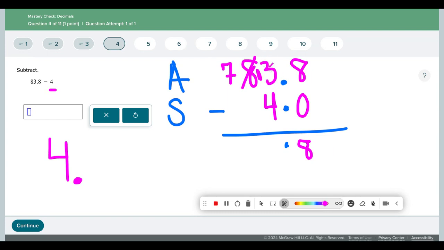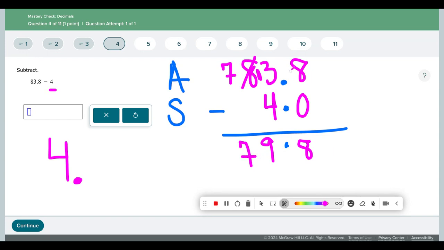So now my 3, I added 10 more to it. So it's out now at 13, okay? 13 minus 4, now I'm at 9, okay? And then 7 minus 0, 7.